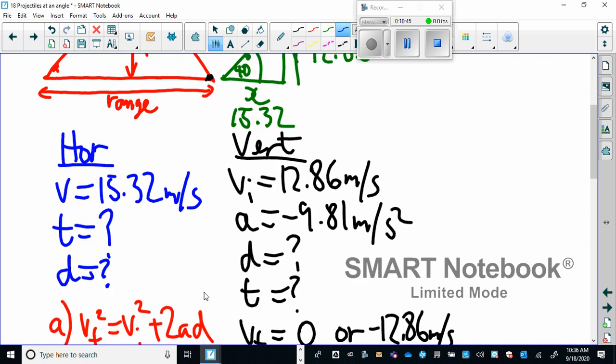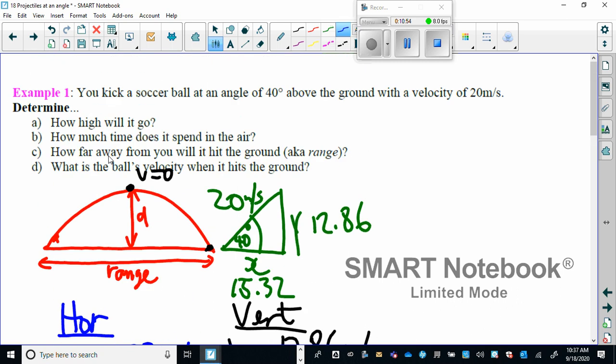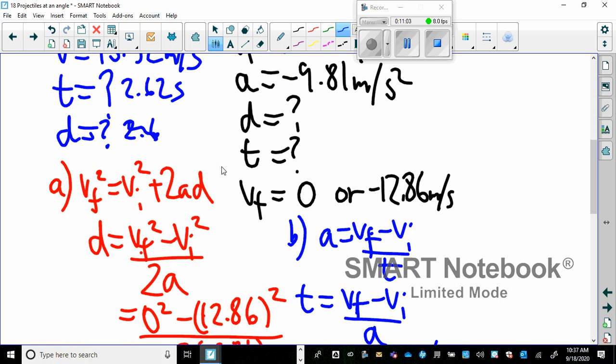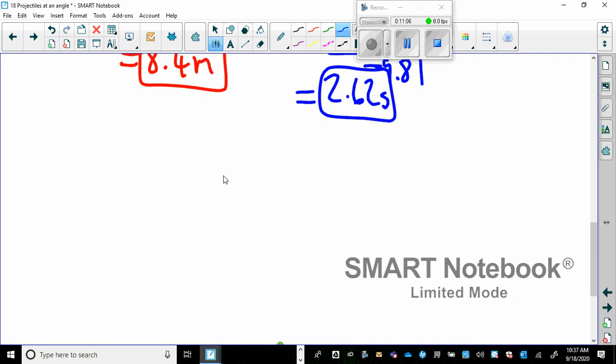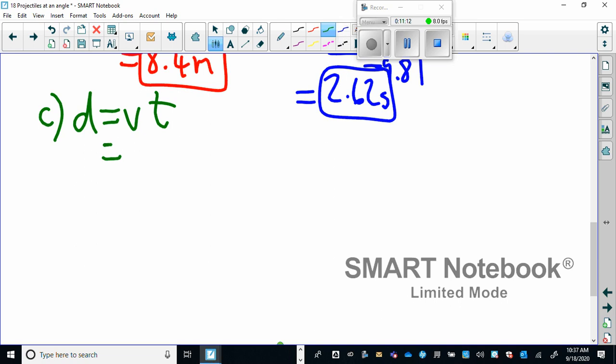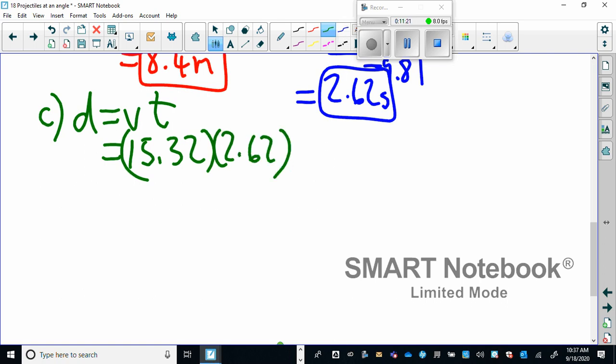All right, and once again, as soon as you calculate that time, you can go back up to here, and you can plug it in there. So now we can calculate the range. Are they asking for the range? Indeed they are. How far away from you will it hit the ground, aka range? That's a nice easy one now that we've got this 2.62. Simply the horizontal velocity times the time. It's going to give you an answer of 40.